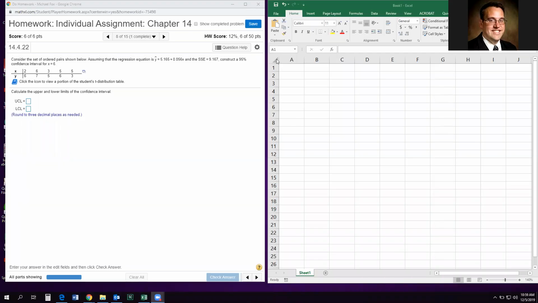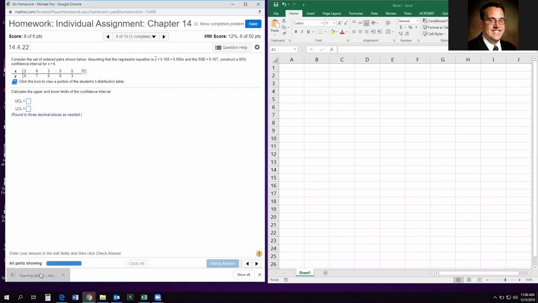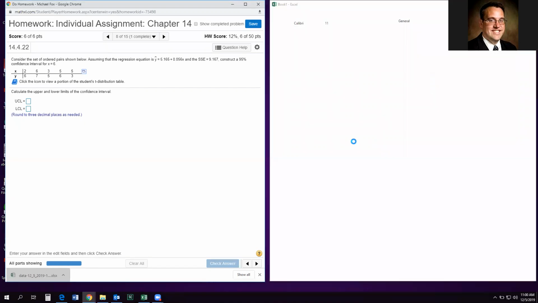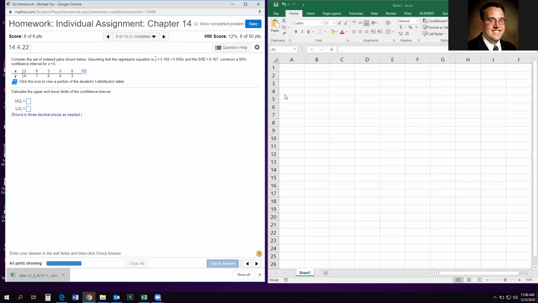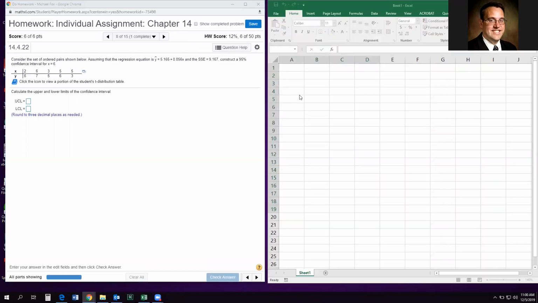All right, so here is question number 8 from the chapter 14 homework. It's 14.4.22 is the question number. And really the only way to do this is to start with what you have and build. So the first thing I'm going to do is export this or open it to Excel, because that's going to let us save a little bit by using the Excel regression analysis tool.